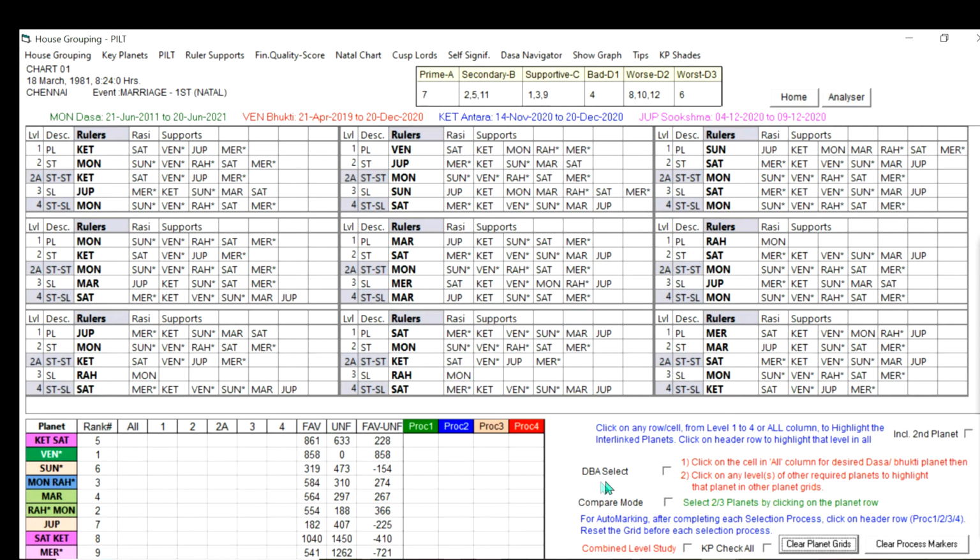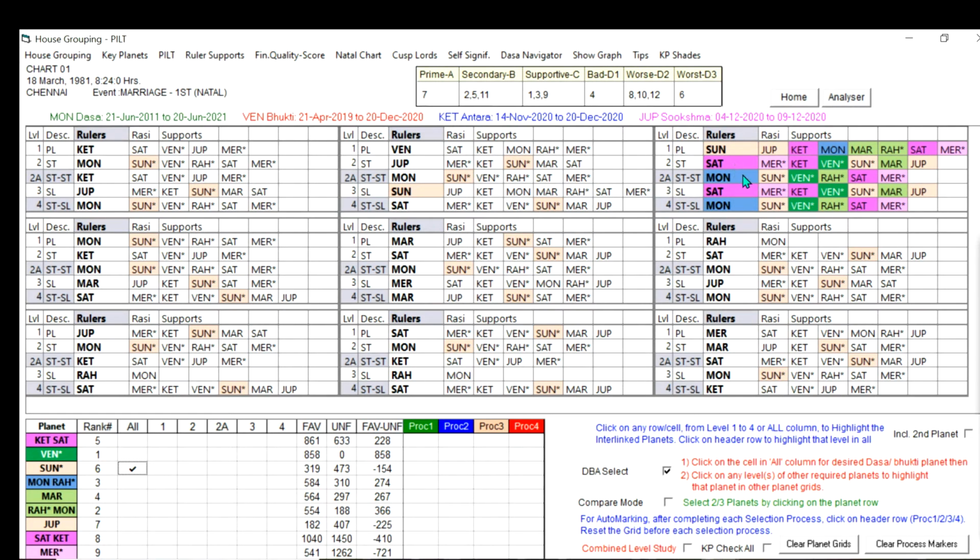There is one more option called DBA select. It means you want to compare this, suppose you click DBA, you want to check the Sun. Sun Mahadasa is running, means the Sun alone, all rulers with all support columns will be highlighted. Then wherever the Sun planet is coming as the ruler for other planets will be highlighted. With the help of the shades, you can identify which are the strong key planets in the Sun Mahadasa.